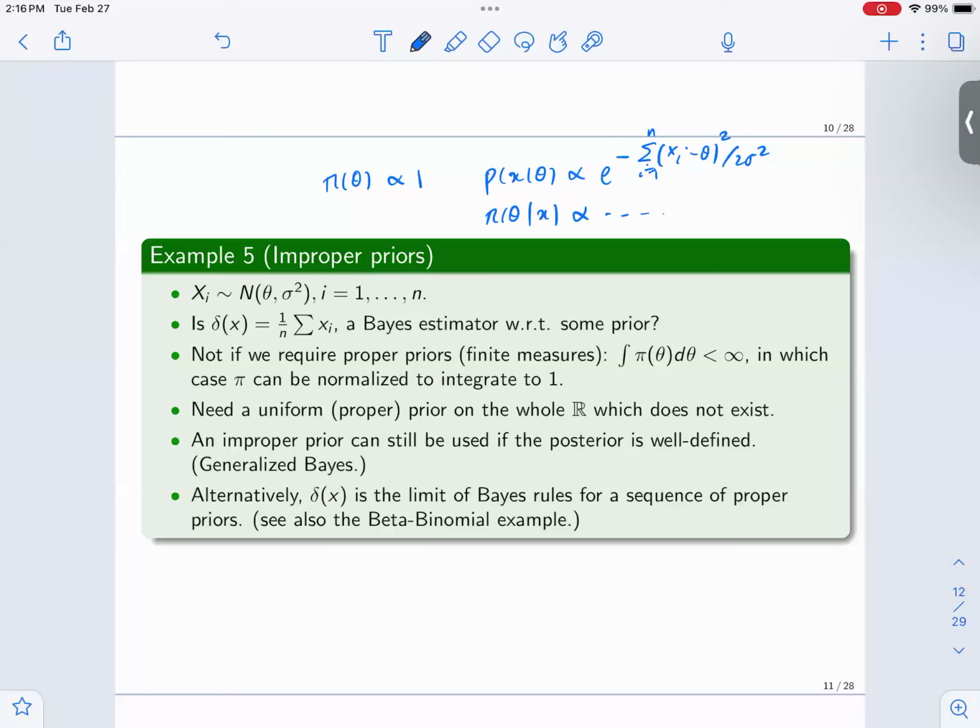These things are called improper priors. It's a prior which is not a valid probability distribution, but once you combine it with the likelihood, it gives you a proper posterior. If you allow those, then yes. It turns out that the mean of the posterior would be this instead of that. So this is the Bayes rule, or the Bayes estimator, with respect to an improper prior. Sometimes they're called generalized Bayes procedures. Alternatively, you can say this is the limit of Bayes rules. I can recover this as a limit of proper Bayes rules, or as the generalized Bayes rule with respect to an improper prior. Sounds good. Just some basic idea: the likelihood is sufficiently concentrated that it allows you to make a proper posterior distribution.